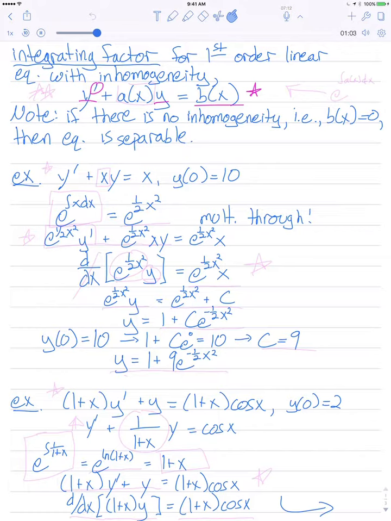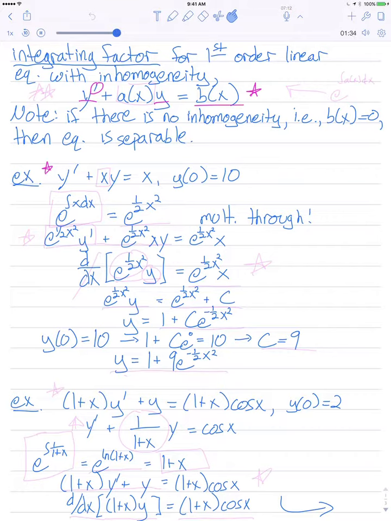But I'm going to show you how to do this using an example, but I'm going to tell you the overall strategy. The overall strategy is to multiply the equation through by something so that you can write the terms on the left-hand side as the derivative of a product. I'll say that again. You want to multiply through by something that lets you write the left-hand side as the derivative of a product. So we'll take y prime plus x y equals x with y of 0 equals 10.